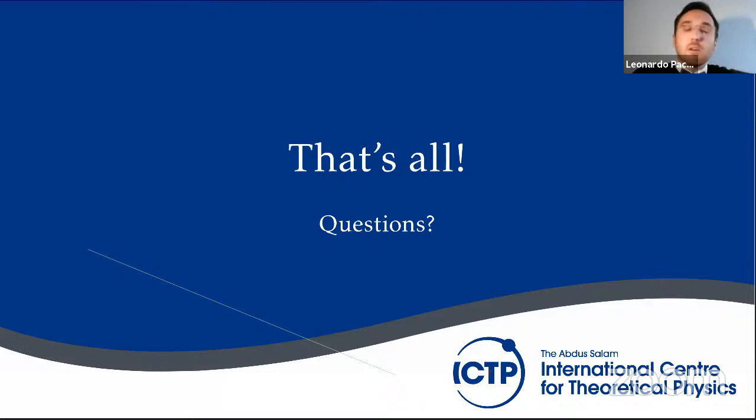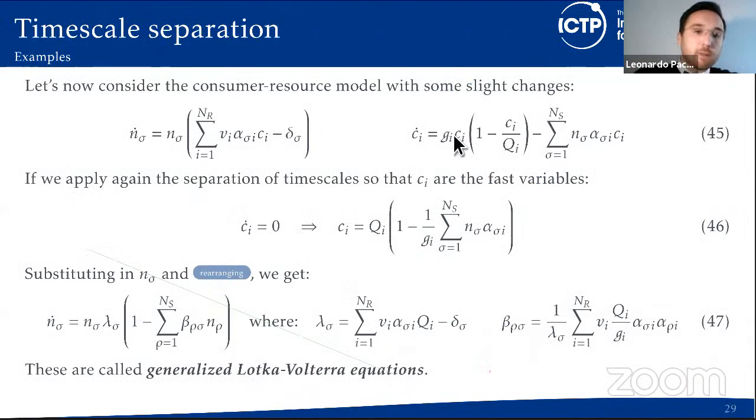And I mean, this is something that people sometimes do. They start from a consumer resource model, then they assume the separation of timescales, and then they work with Lotka-Volterra equations. If you want, this can also give you a different interpretation of these generalized Lotka-Volterra equations, because they basically come from a competitive system. So you can also interpret them in a different light. But yes, this is something that can be done, of course.